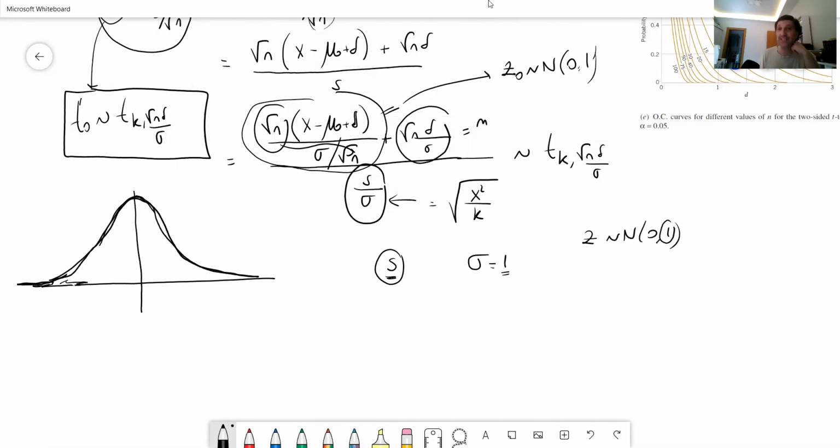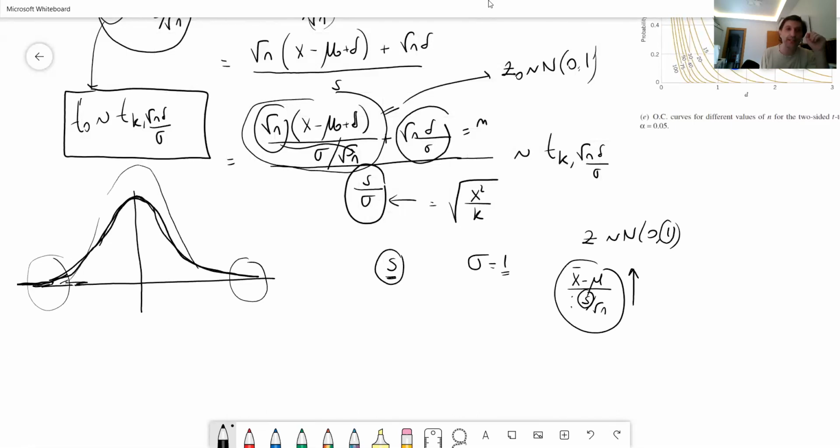And in some cases, this may be found to be significantly lower than 1. In those cases, when you divide x minus mu over s over square root of n, and s is much smaller than 1, then this value is going to be pretty high in absolute value. Therefore, we are going to be visiting more of these tails. That's why the tails of the t distribution are longer compared to the normal distribution. So if the normal distribution is like this, this is going to be a typical t distribution.